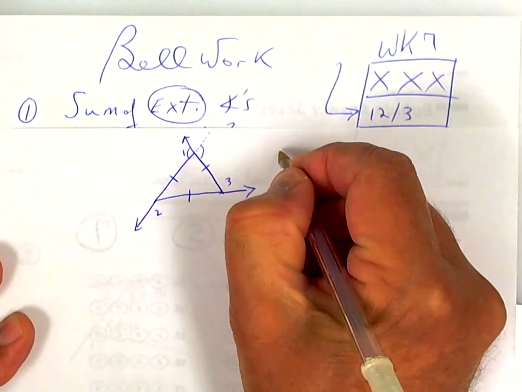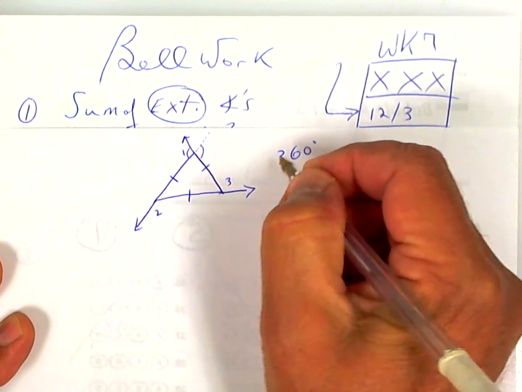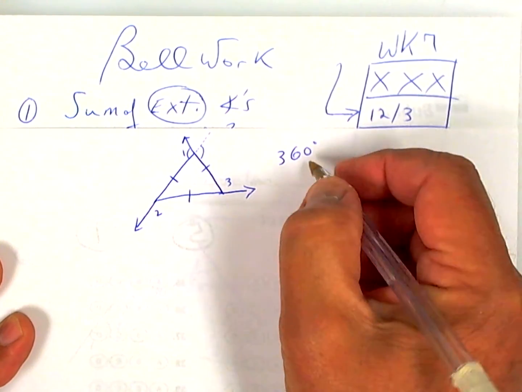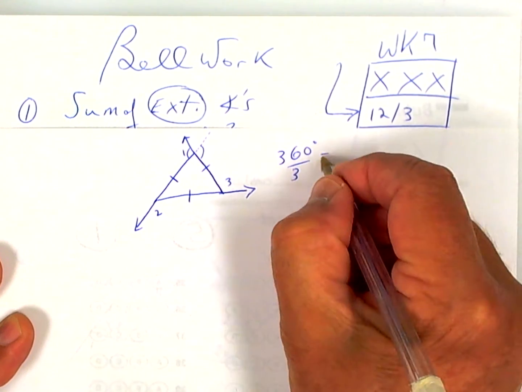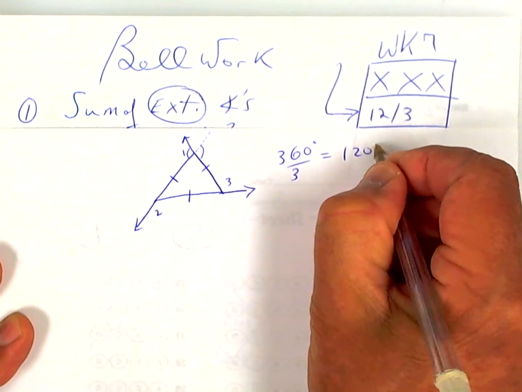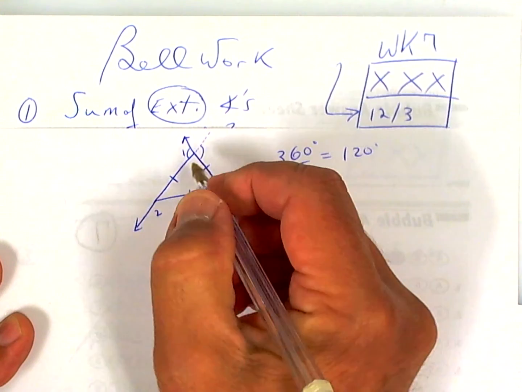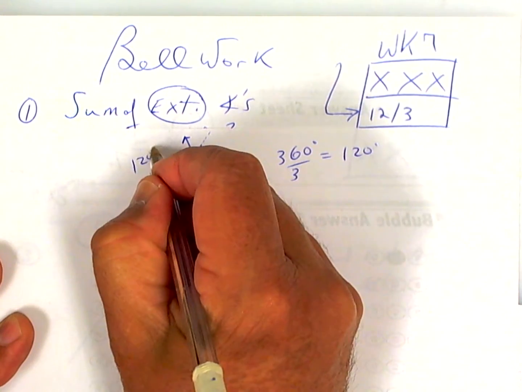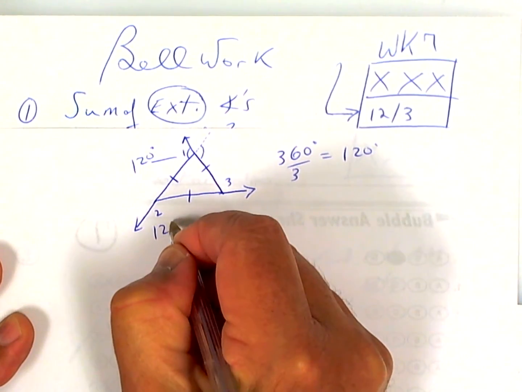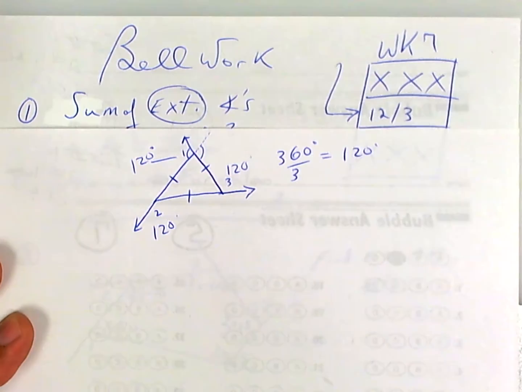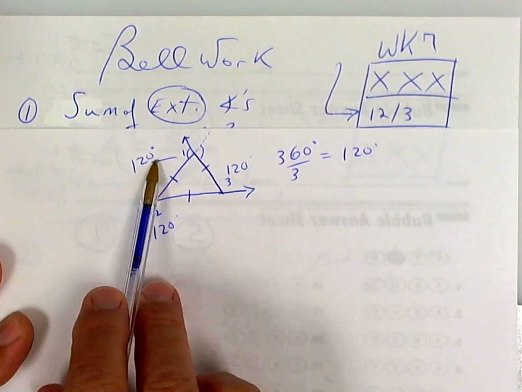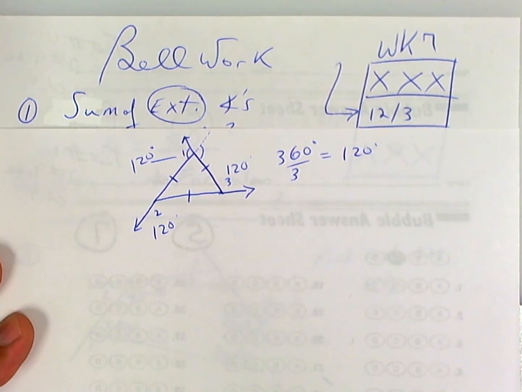So it'd be 360, which is the sum of all exterior angles, divided by 3, because you have 3 sides. So it looks like it would be 120 degrees for each of these. So 120 here, 120 here, and 120 here. And if you add up those 3, you get 360 degrees. You don't want to add it up twice. Okay, those are exterior angles.